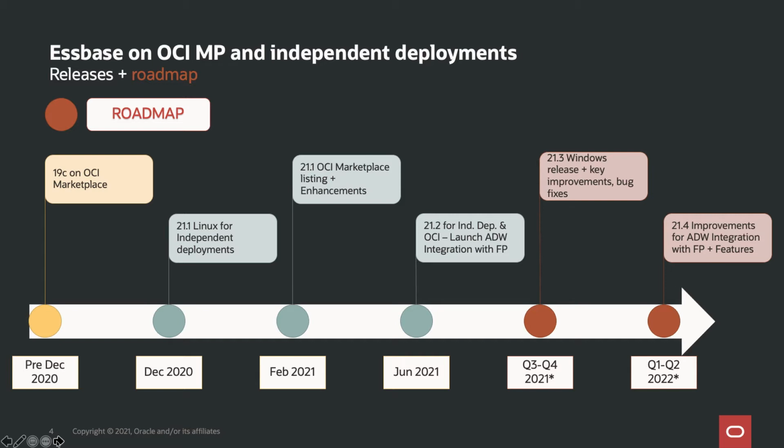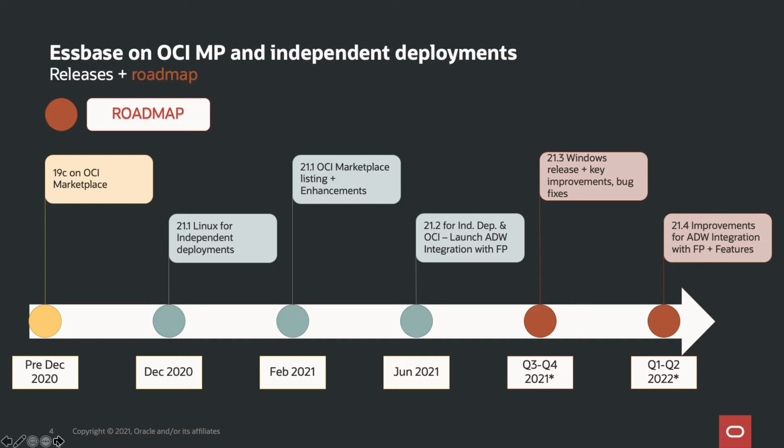The next major release or patch set update that we have on the cards is our 21.3 patch set update. This is also a major release specifically for our independent deployment or on-prem customers. It will address an additional platform support for Windows. A lot of our on-prem customers are waiting for that release. This release also has a lot of bug fixes, some key enhancements, which were again driven by our customers.